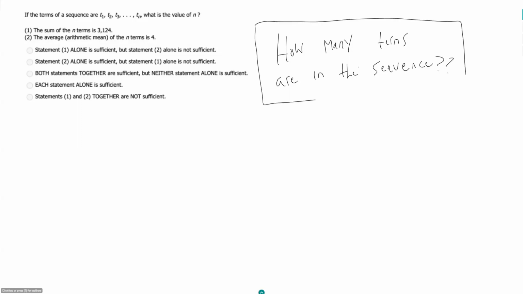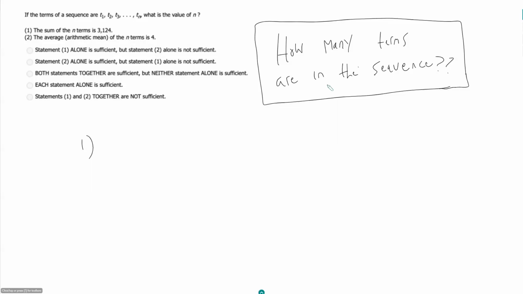So one thing to keep in mind is the number of terms in our sequence n really has nothing to do with what the value of t sub n is. So unless they connect those two things, that's not going to be sufficient. But anyway, let's go to the statements to get more information.